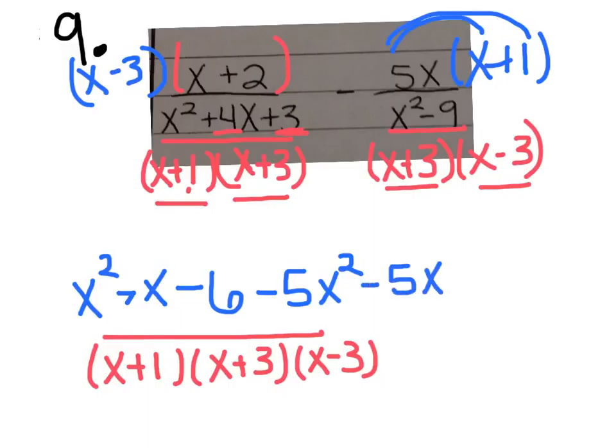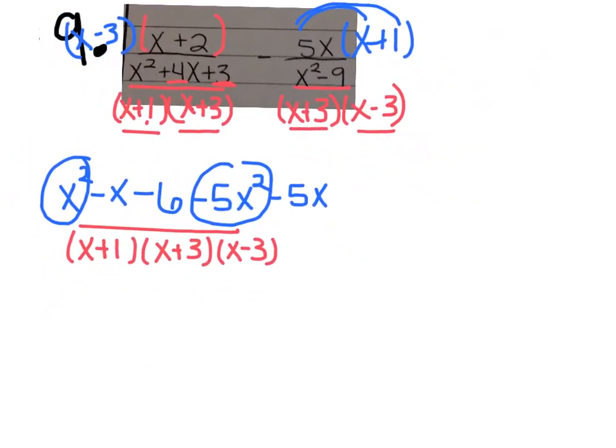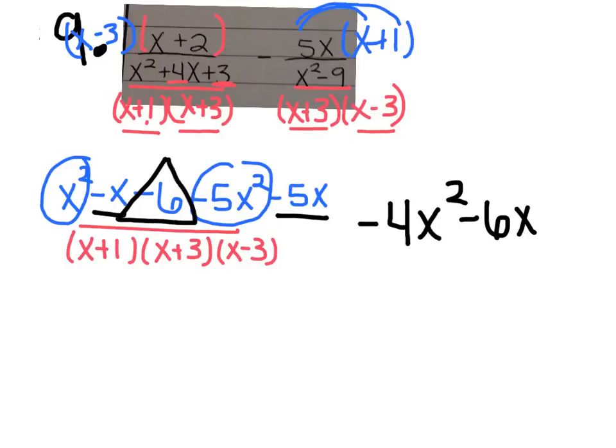And the last thing all we need to do is add our like terms. So we have positive x squared and a negative 5x squared, which equals, let me move that right there, negative 4x squared. We have negative x and negative 5x, so that's going to be negative 6x. And then we have our constant right here, negative 6.